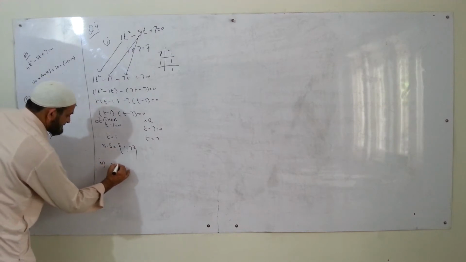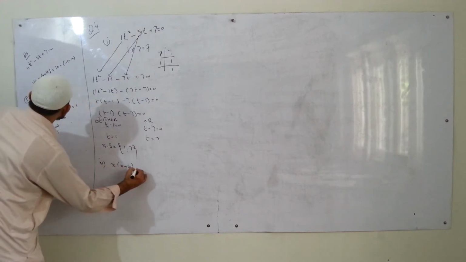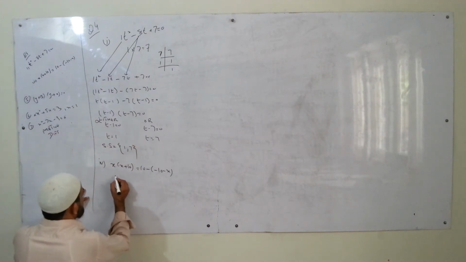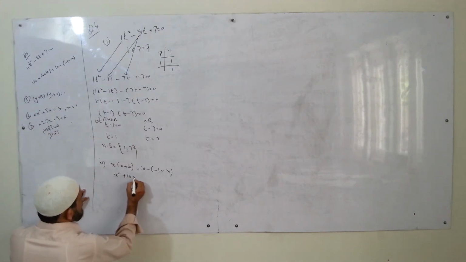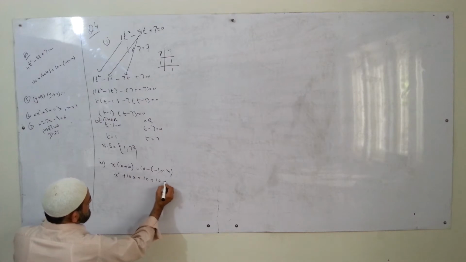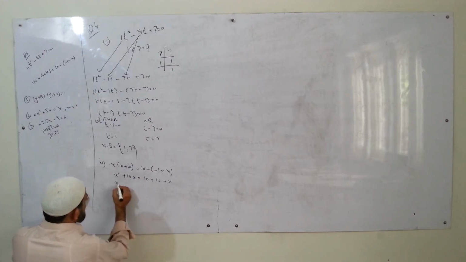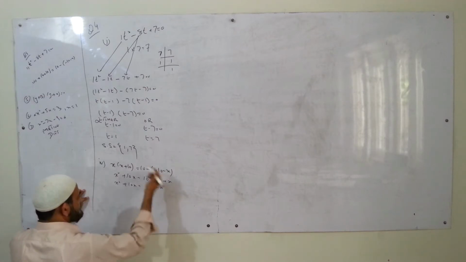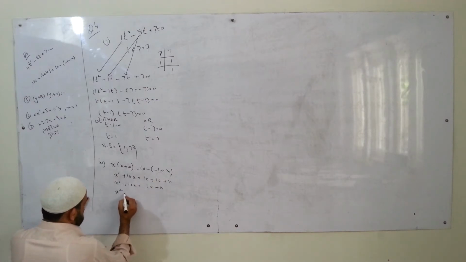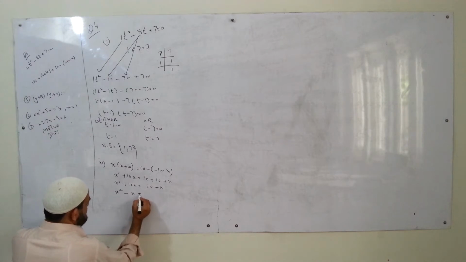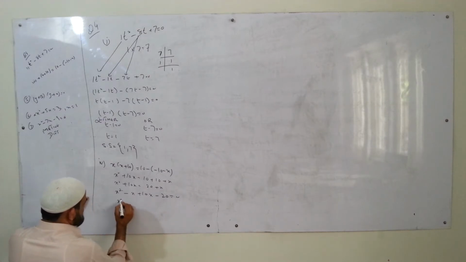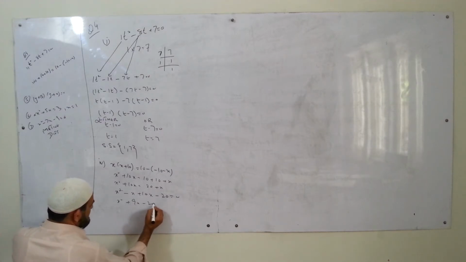Part number 4 is x(x plus 10) equal to 10 minus 10 minus 6. First of all, we open the bracket. We get x square plus 10x equal to 10 plus 10 plus x, that is 20 plus x. We shift it to the left side. We get x square plus 9x minus 20 equal to 0.